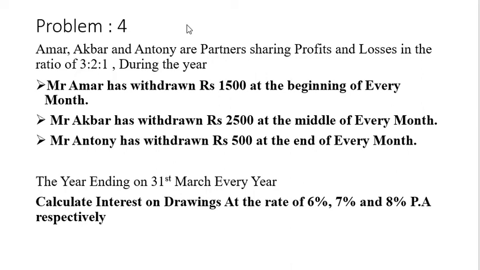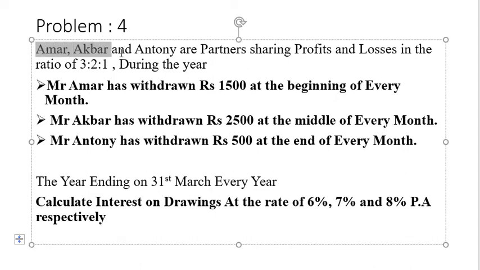Same problems on calculation of interest on drawings under the average period method. So now, problem number 4. There are three partners, Amar, Akbar and Anthony, sharing profits and losses in the ratio of 3 is to 2 is to 1. So the three partners are going to share profits and losses in this ratio.